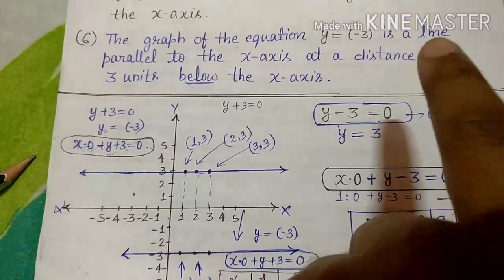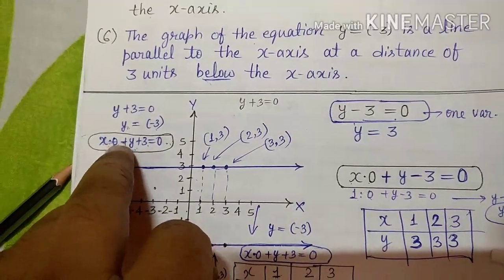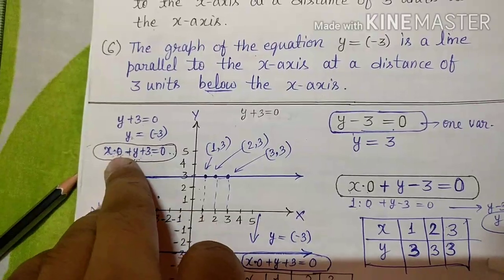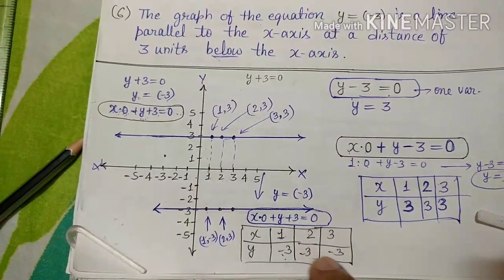Okay, y equals minus 3 means here x is not given. So here we are assuming x multiplied by 0. Whatever value we put for x, the y value will remain the same only.